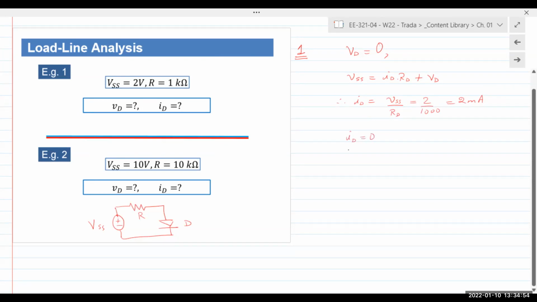And then when ID is equal to 0, VD is equal to VSS, which is 2 volts. So you have 2 milliamps and 2 volts.